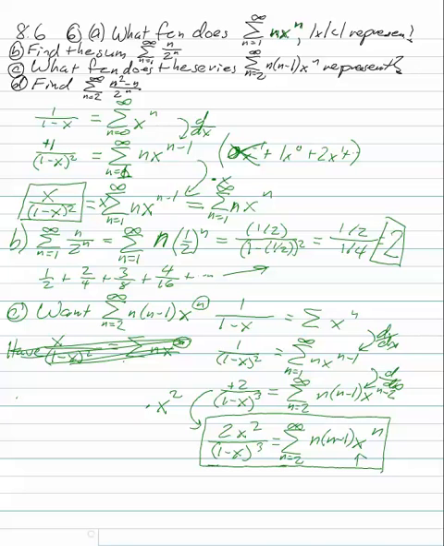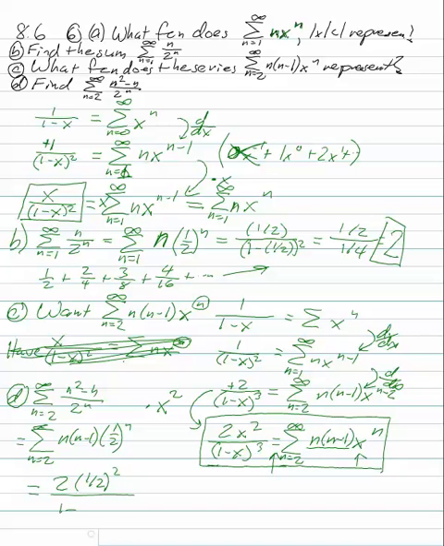For part D, we ask, what is the series from n equals 2 to infinity, n squared minus n over 2 to the n? Well, n squared minus n is just these two terms distributed. So this is equal to, you could write it as the sum from n equals 2 to infinity of n times n minus 1, 1/2 to the n.